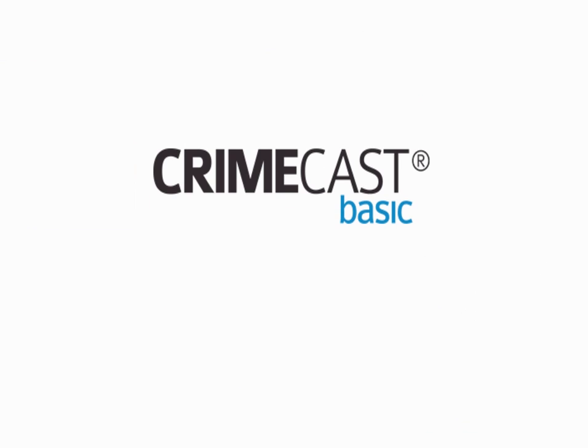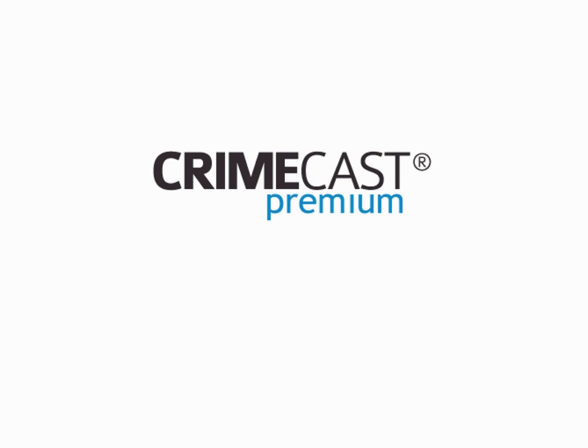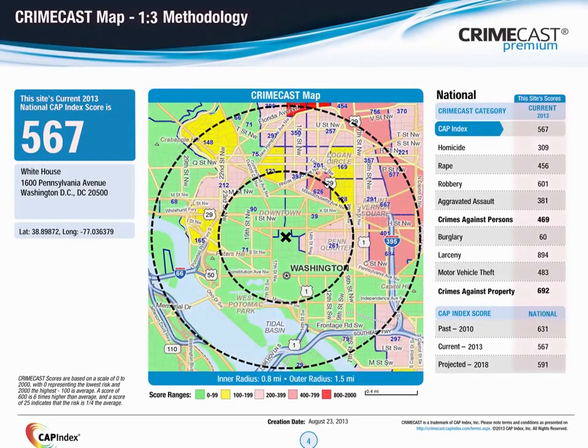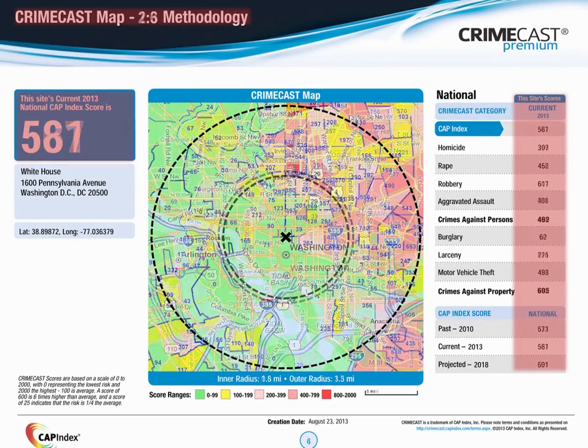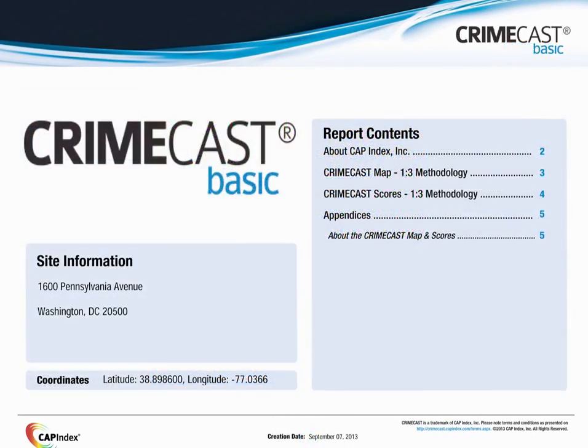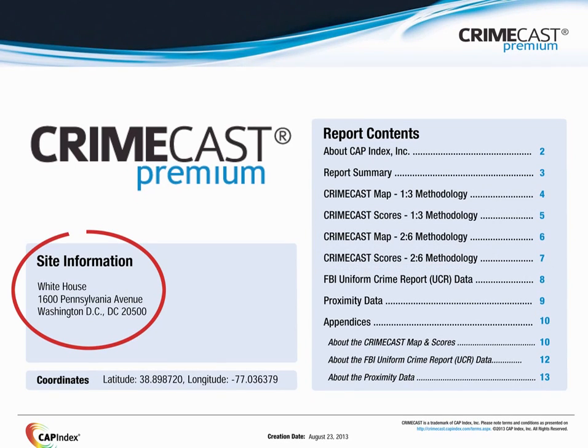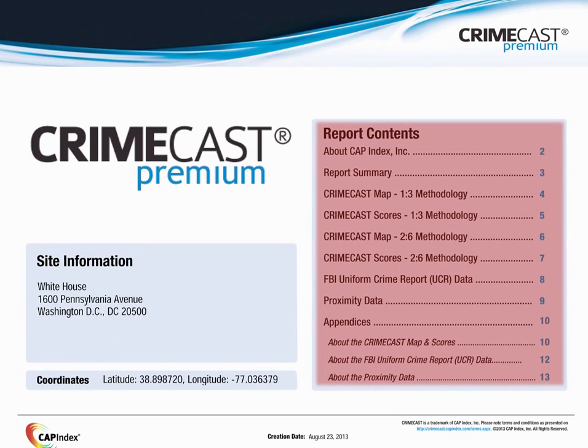Our basic report includes a choice of either our 1-3 or 2-6 methodologies. Our premium report includes both the 1-3 and 2-6 methodologies and includes all of the scores that are associated with both of these approaches. The cover of the report indicates whether the report is a 1-3 or 2-6 basic report or the more comprehensive premium report, and shows the location name and address as well as the latitude and longitude of the selected location. There is also a table of contents.